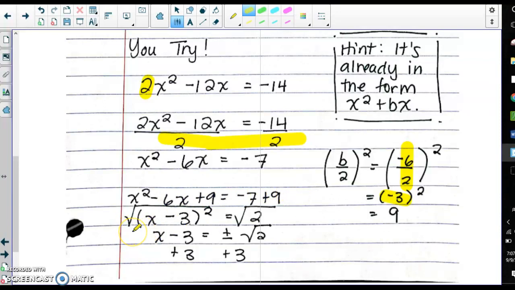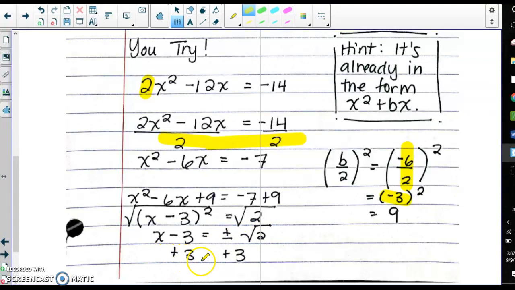And now we have to write this as a binomial squared. So that's what I was talking about. You're going to go back to this number. So since our b over 2 was negative 3, our binomial squared is x minus 3 squared. And negative 7 plus 9 is 2. Now we take the square root of both sides. Square root of x minus 3 squared is x minus 3. And the square root of 2 is just the square root of 2. It can't be simplified anymore. So we have plus or minus the square root of 2.